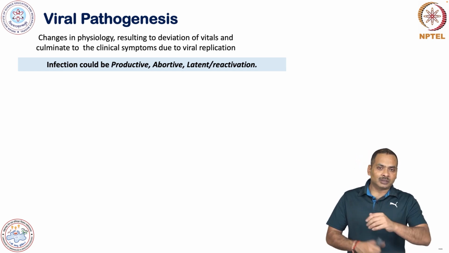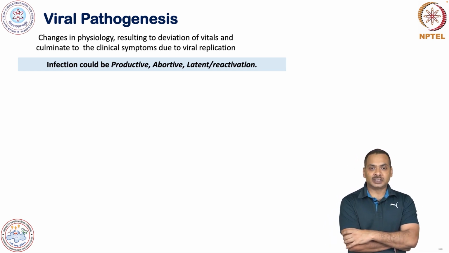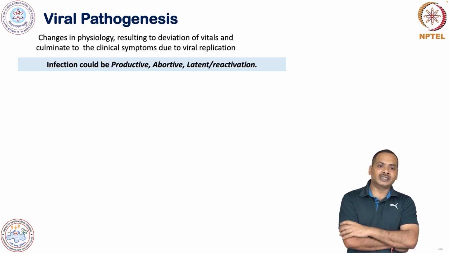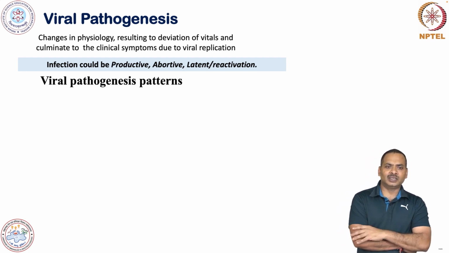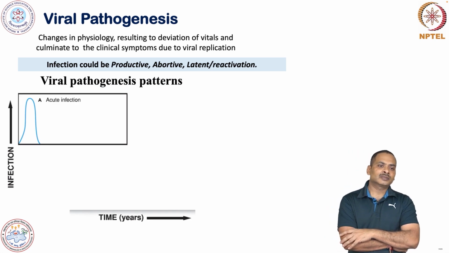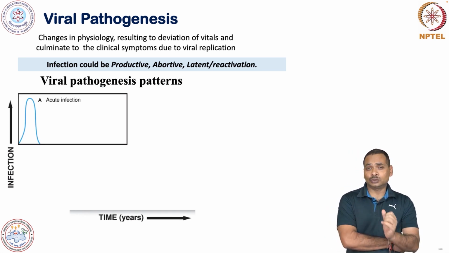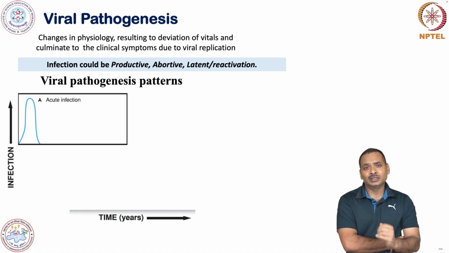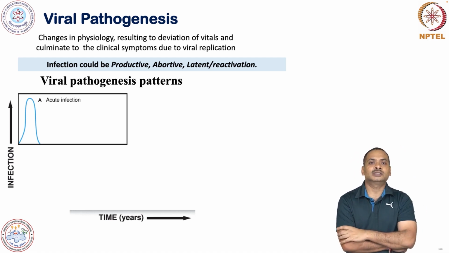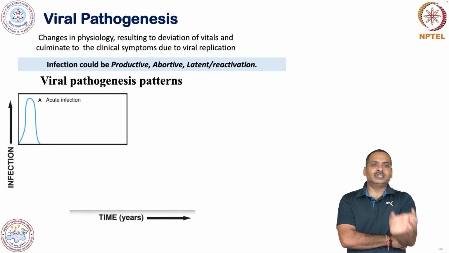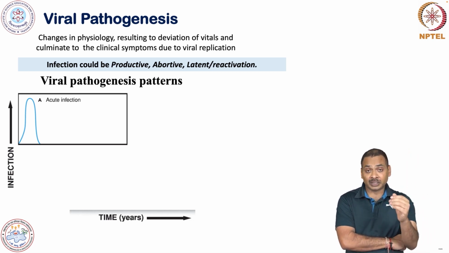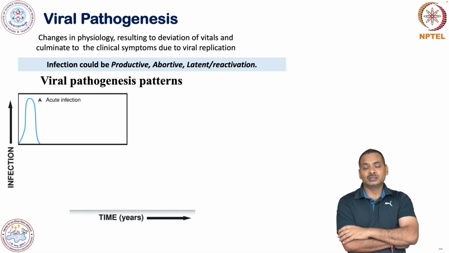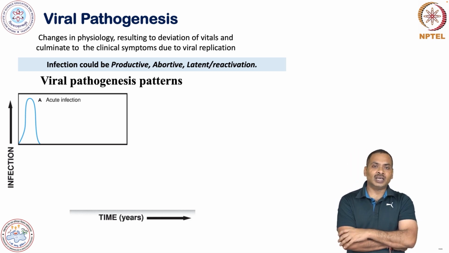So, this is a very good example of latent infection, and then there will be a reactivation. So, viral pathogenesis patterns, there are several kinds. Here you can see that there is an acute infection. The virus infects the host cell and replicates in very high numbers, and that immediately affects the vitals of the host. Or sometimes it affects very severely, and that may cause fatality. So, we call it an acute infection.